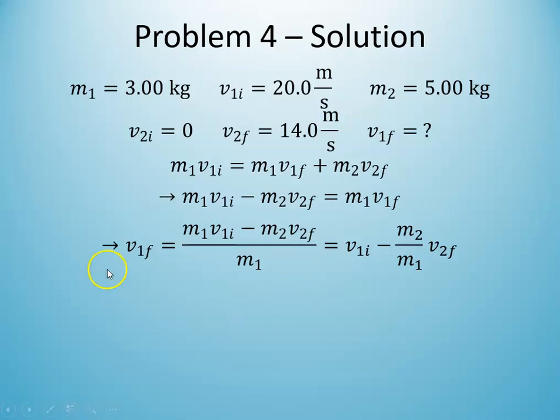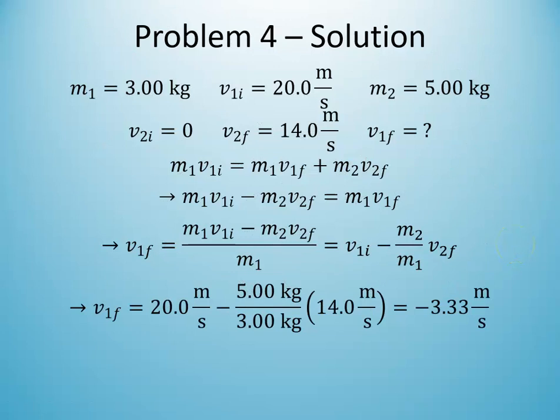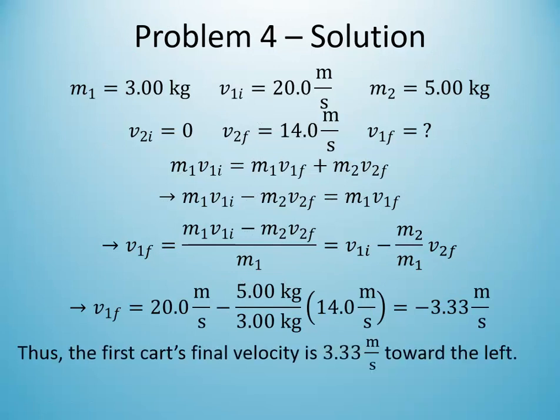In other words, this final velocity has something to do with the initial velocity and the change in velocity that occurred due to the collision. So now we plug in our numbers, and as a result, we get negative 3.33 meters per second, which means it's going at 3.33 meters per second toward the left. That is how we write our final answer.